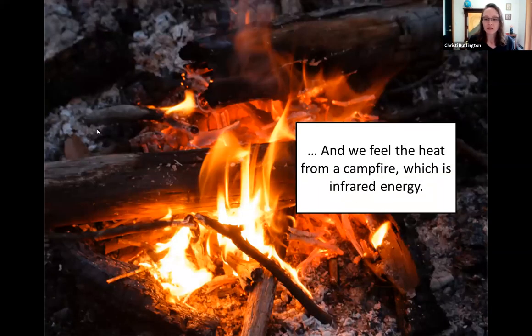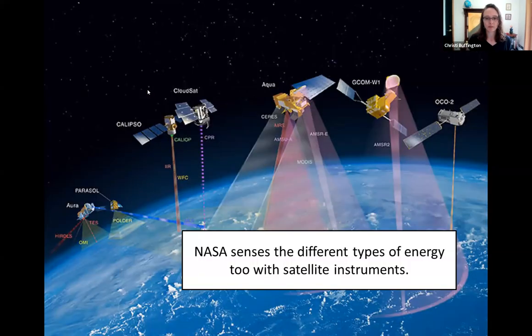And we feel heat from the campfire. That is called infrared energy, otherwise known as heat. NASA is busy orbiting the Earth with satellites, and those satellites are sensing different types of energy with their instruments.